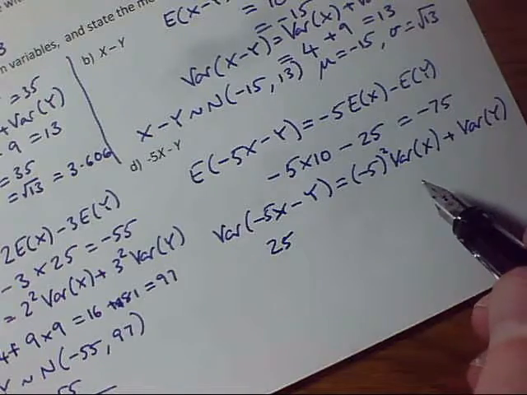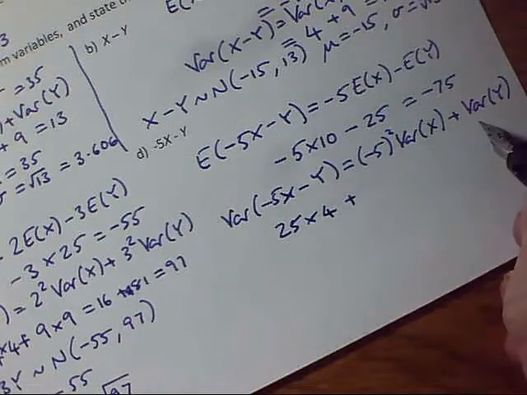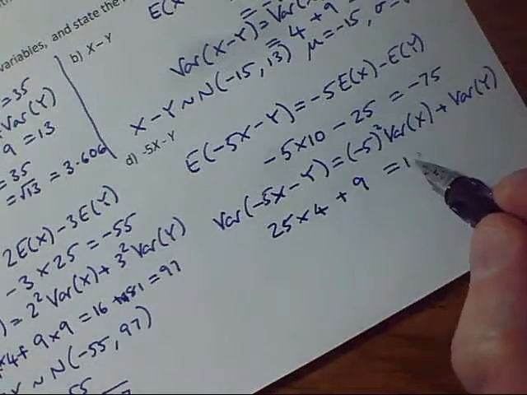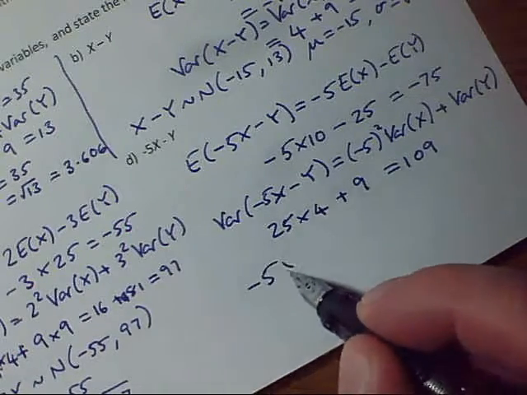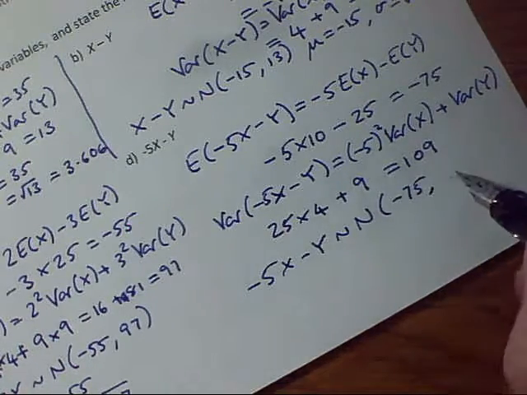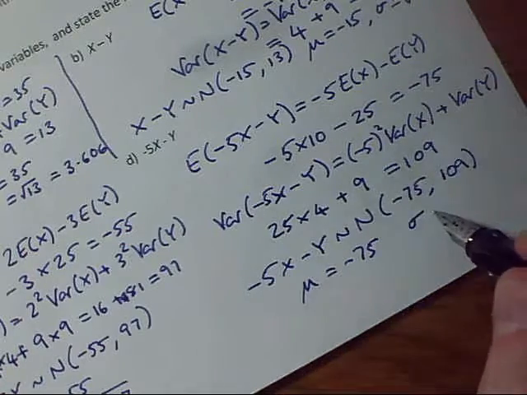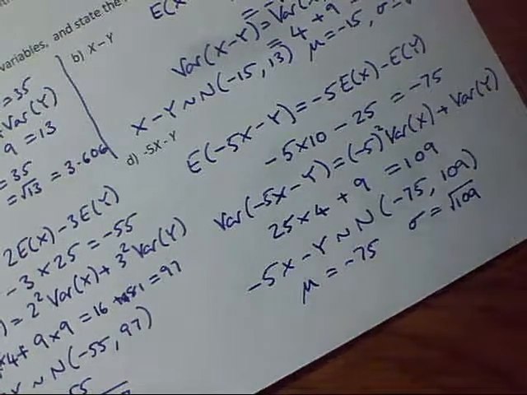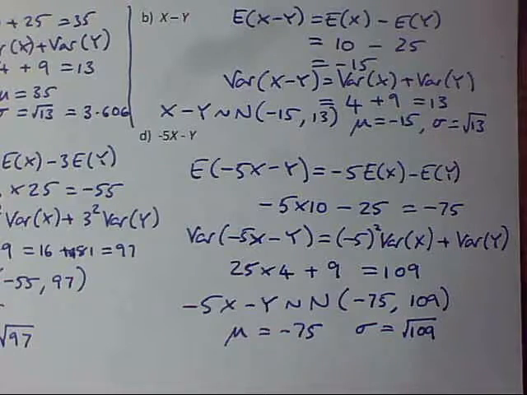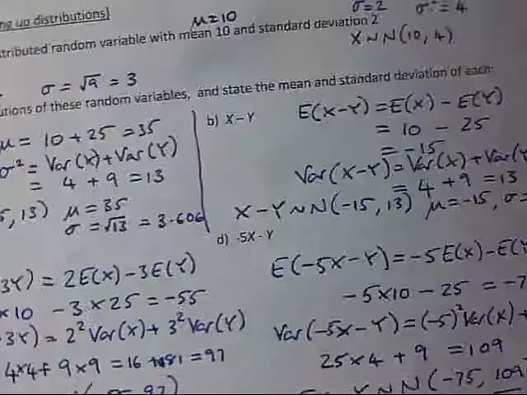And then for the variance of x, what was the variance of x? It wasn't that 2, it was this 4. So 25 times 4 plus just the variance of y, which was this 9 here, so plus 9, so that's 109. So I've got my random variable minus 5x minus y, and its distribution is normal with a mean of minus 75 and a variance of 109. So mu equals minus 75, but its standard deviation is the square root of 109. So that is how, if you're a little bit neater than me, I hope, to set up means and standard deviations and distributions of independent combinations of normal distributions. So yes, enjoy.